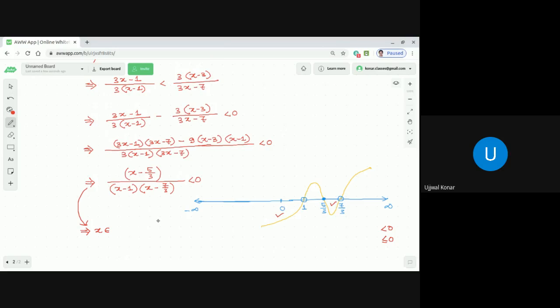Now, what will x belong to? X belongs to minus infinity to 1, correct? Minus infinity, open interval, to 1. Then union, what will it be? 5 by 3 to 7 by 3. But both 5 by 3 and 7 by 3 should be open intervals. Why? Because the inequation is less than 0. Done. We got the solution.